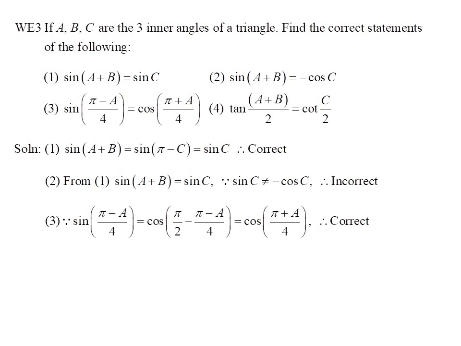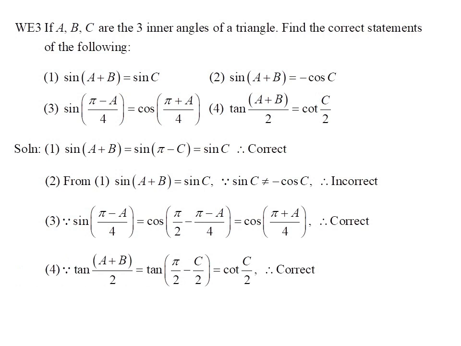So it is correct. As for the last statement, since tangent of (A plus B) all over 2 equals tangent of (pi over 2 minus C over 2), which equals cotangent C over 2, the last statement is correct. In summary, statements 1, 3, and 4 are correct.